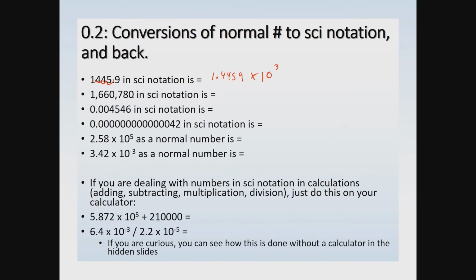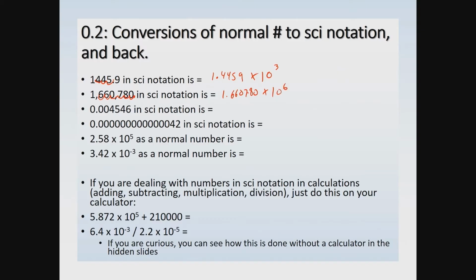And again, it's positive because I moved the decimal to the left. With this number here, here is the decimal. I would move it 1, 2, 3, 4, 5, 6. So the number is 1.660780 times 10 to the 6.